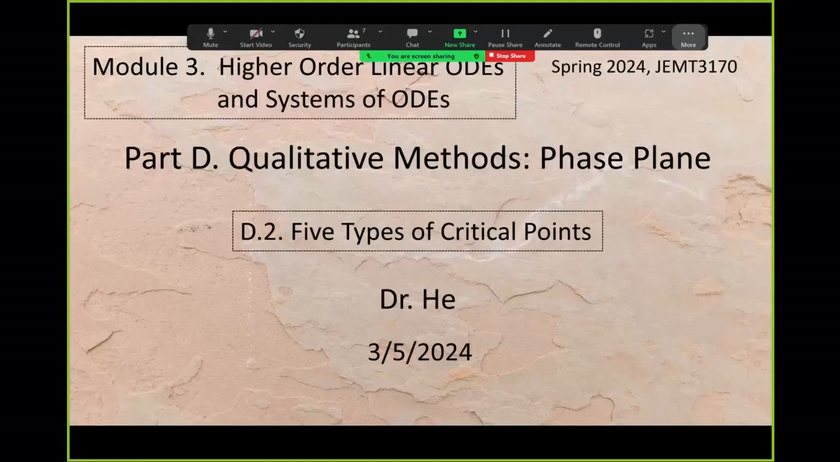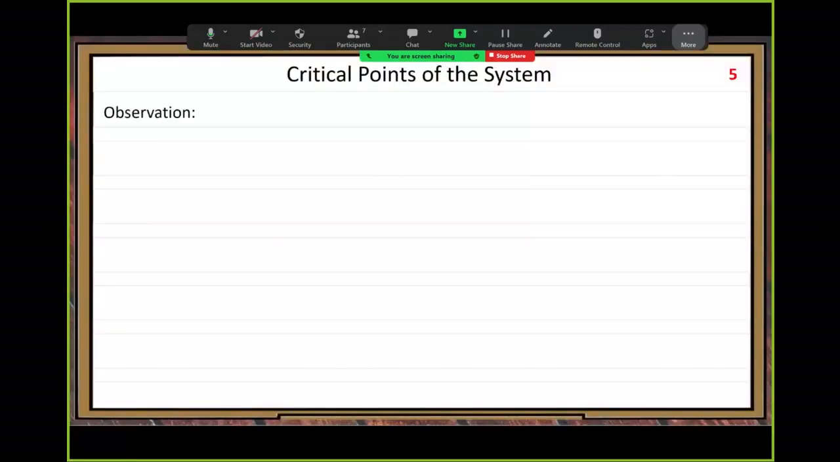Next, D.2, 5 types of critical points. So here we talk about critical points. The meaning of critical point here is different from your calculus critical points. In calculus, when you draw a curve, at the point where the derivative equals 0, that's a critical point. But here we also have something equal to 0, but the meaning is quite different. Critical points of the system.